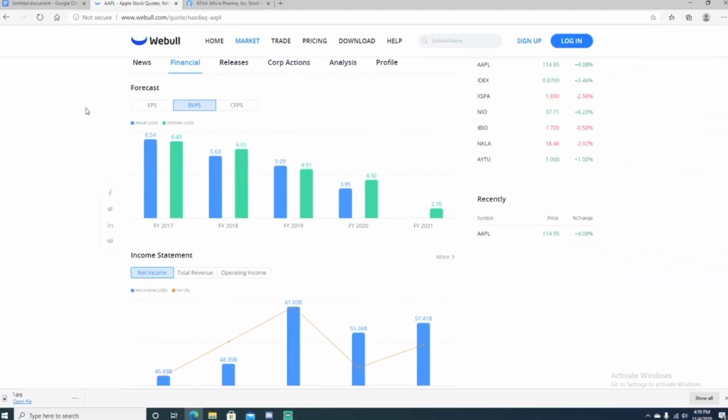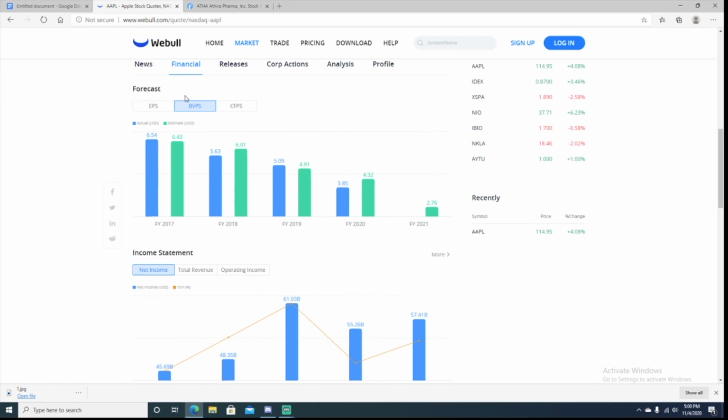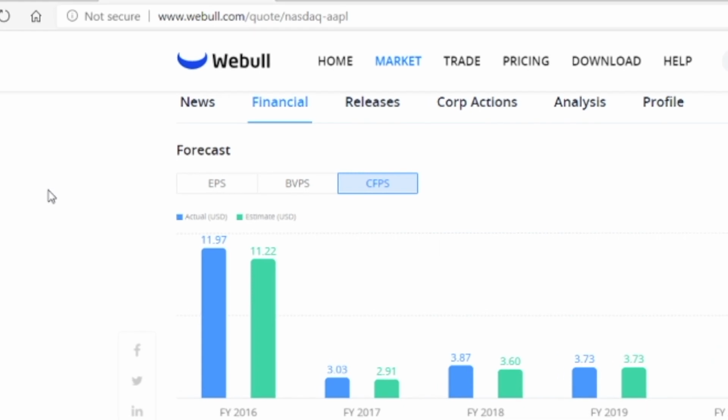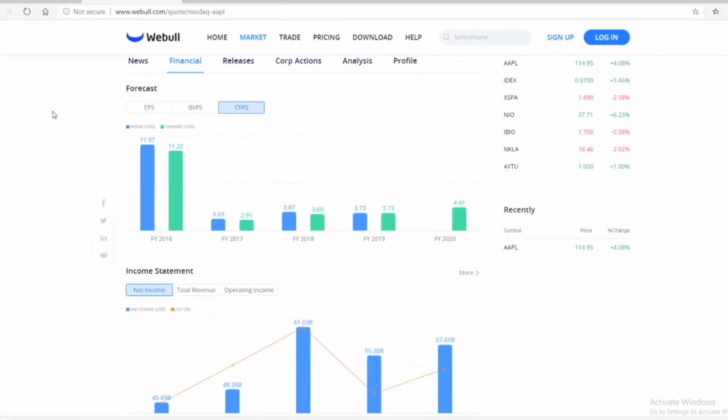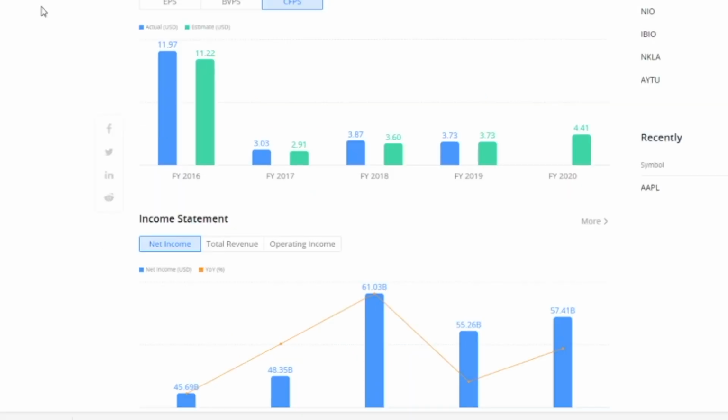BVPS is the book value per share. The book value per share is the common equity divided by the number of outstanding shares. It shows the net asset value, which is the total assets minus the total liabilities, per share. If a stock's price is undervalued, it will have a higher BVPS. So this is used to evaluate a company's stock price. You also have CFPS. The cash flow per share is a measure of a company's financial strength. Because CFPS represents the net cash a company produces, it is viewed as the most accurate measurement of a company's financial well-being.